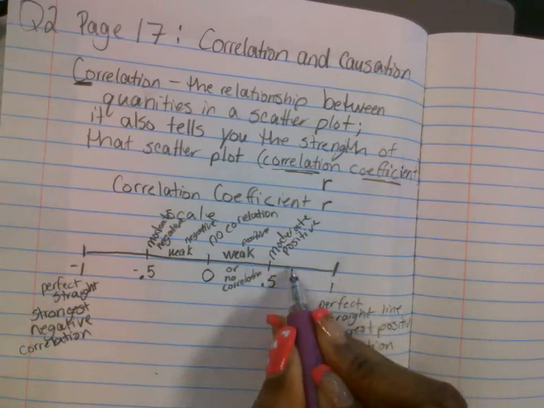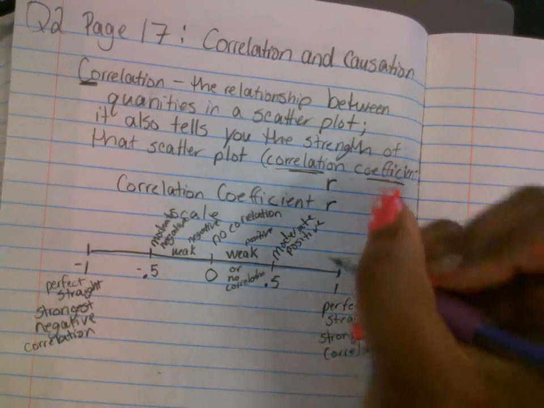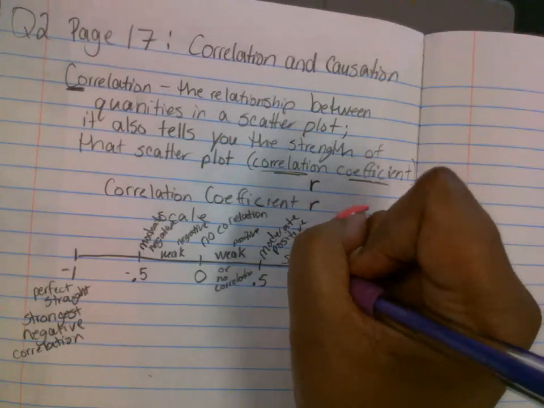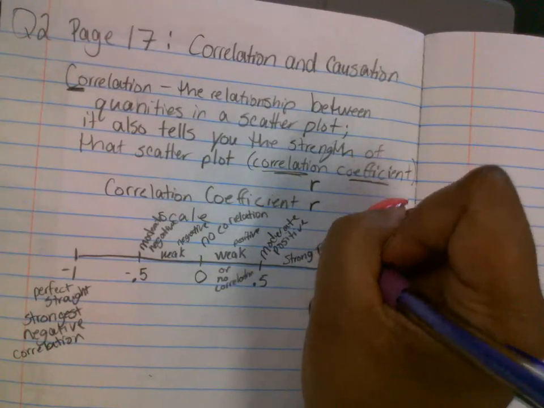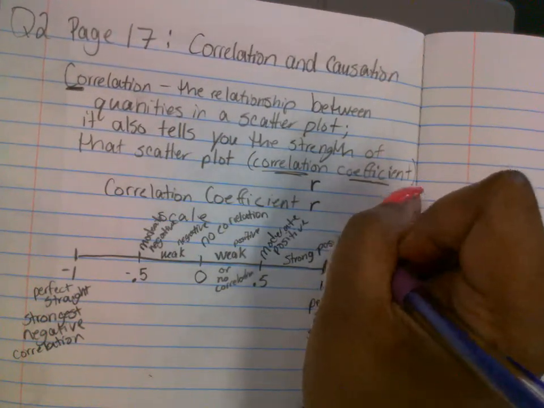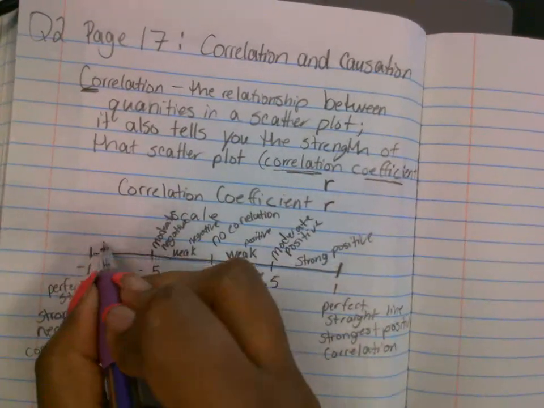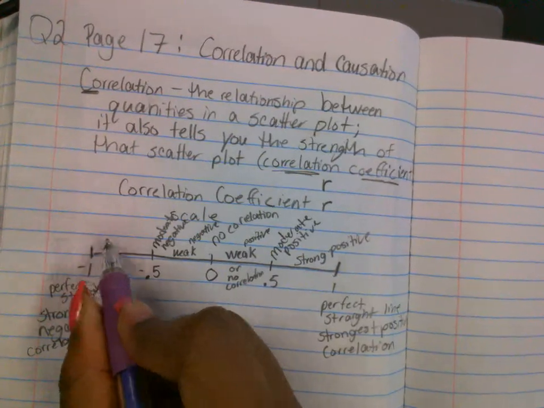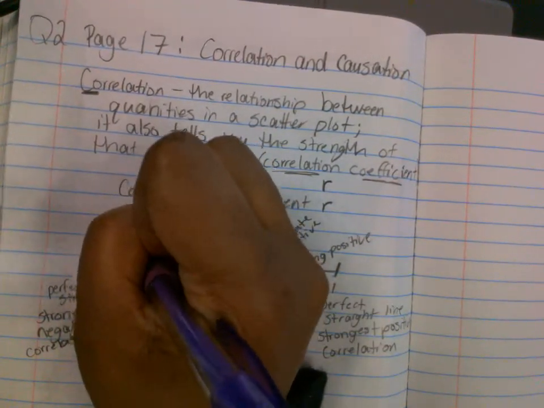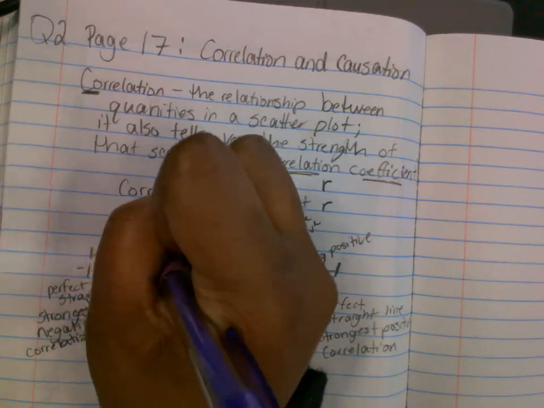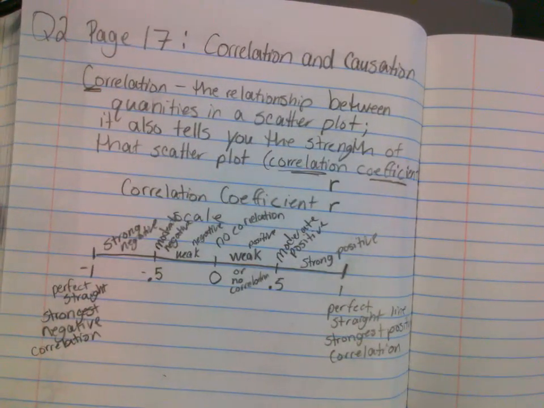Anything in here, the closer that it gets to a positive 1, this is going to be strong. So it's just getting stronger. This is a strong positive. And what would this one be on this side? Strong negative. Any questions about that?